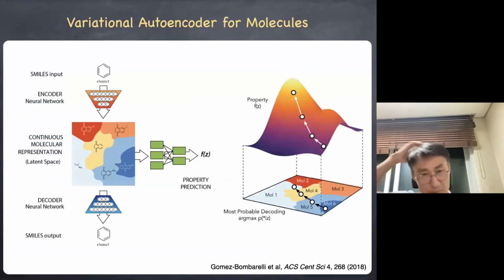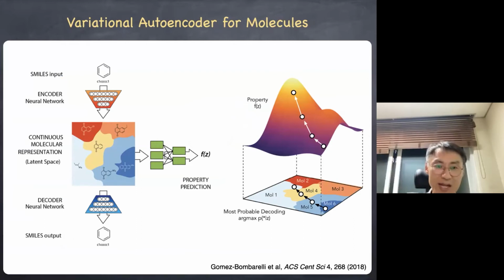target property. And one of the first works to use variational autoencoders in chemical science is the work by Alan. In this work, they encoded the molecular structures into a string format, SMILES strings, and they mapped the SMILES information into the latent space. So basically, each point in this vector space represents a molecule.